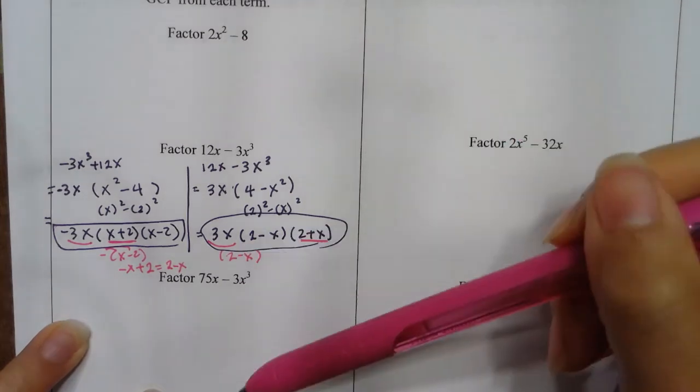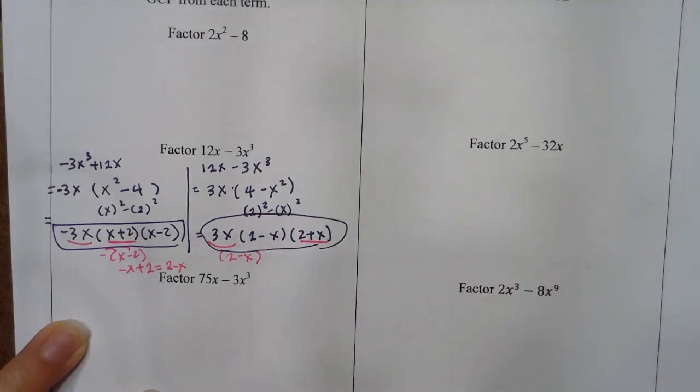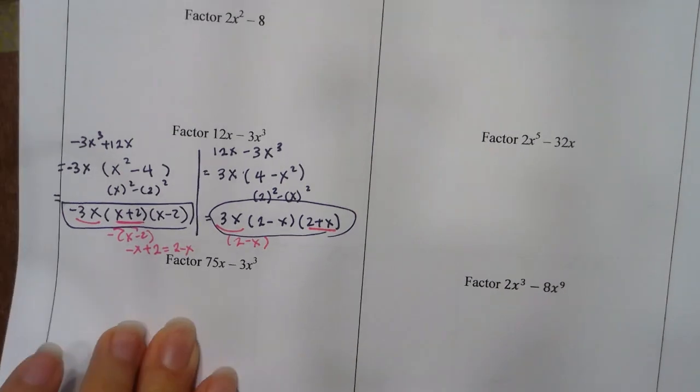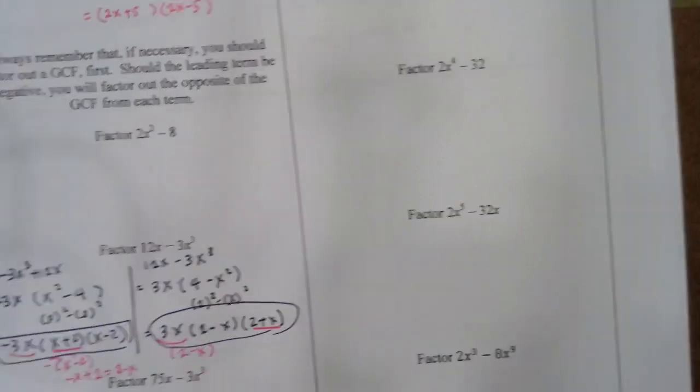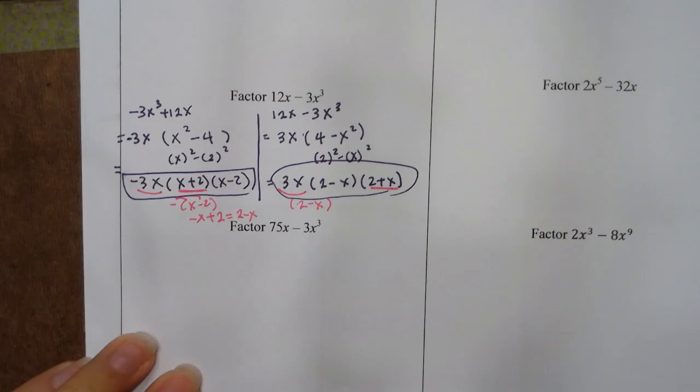Alright, so for those who did it with a partner, just quickly check the answer. The top one, greatest common factor is 2, x squared minus 4. We get 2 times x plus 2 times x minus 2. That's the answer.